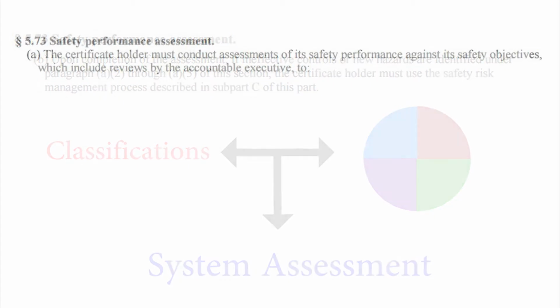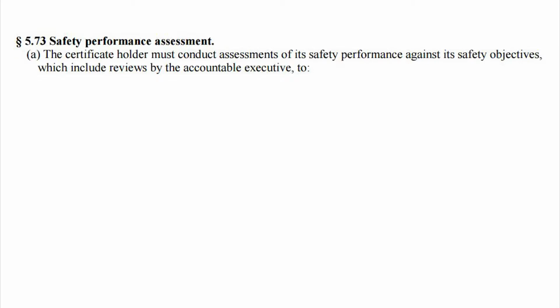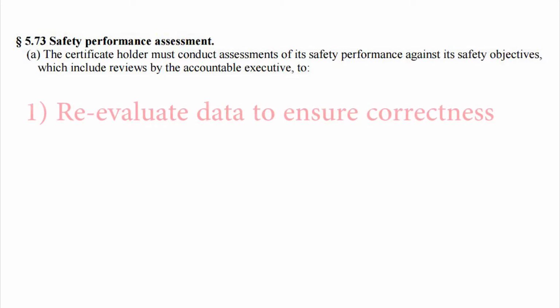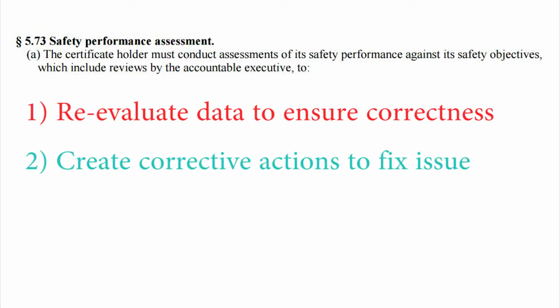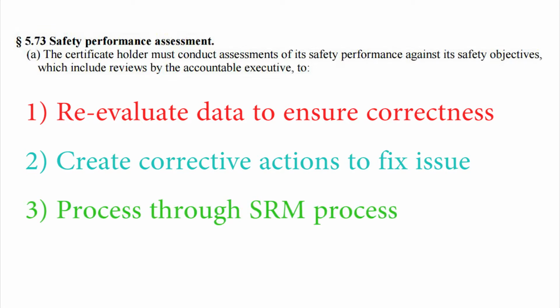Safety performance assessment is an extremely important core part of the SA process, as there are 3 things that can result from it. Reevaluation of the data. If performance is inadequate, then you will need to create corrective actions. And if performance is adequate, then the safety issue can be evaluated in the safety risk management process. In other words, this element is where you make safety decisions.